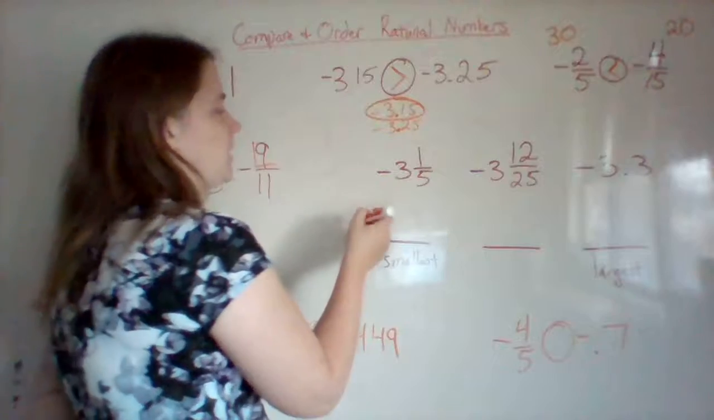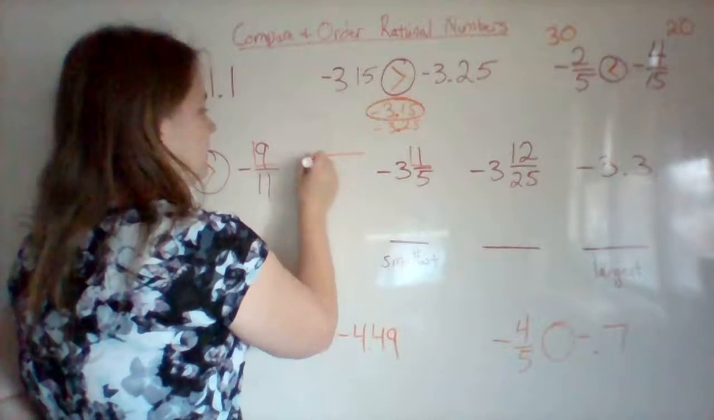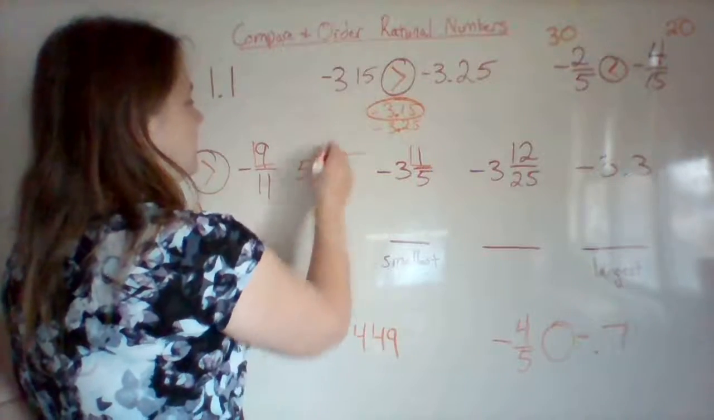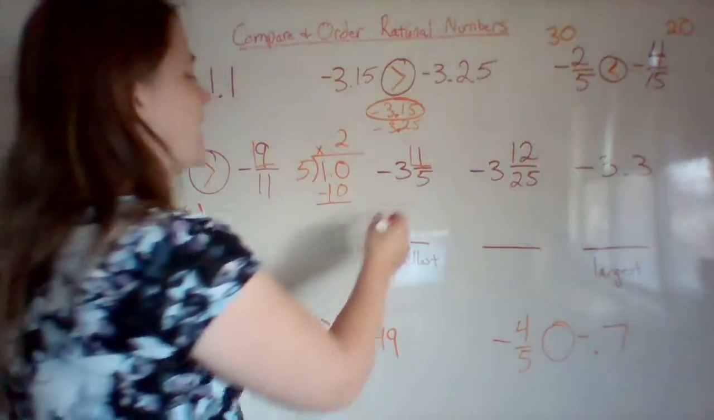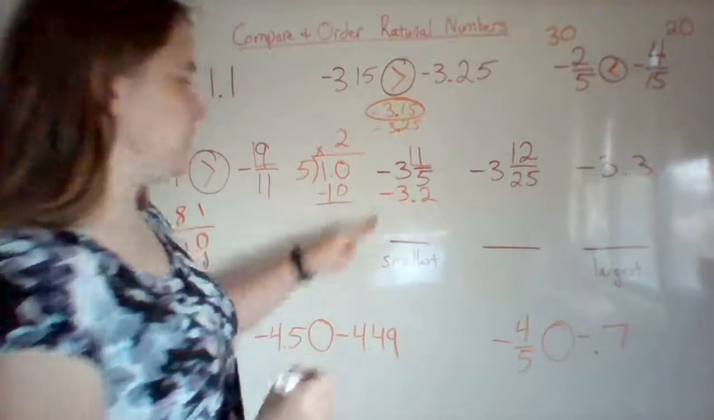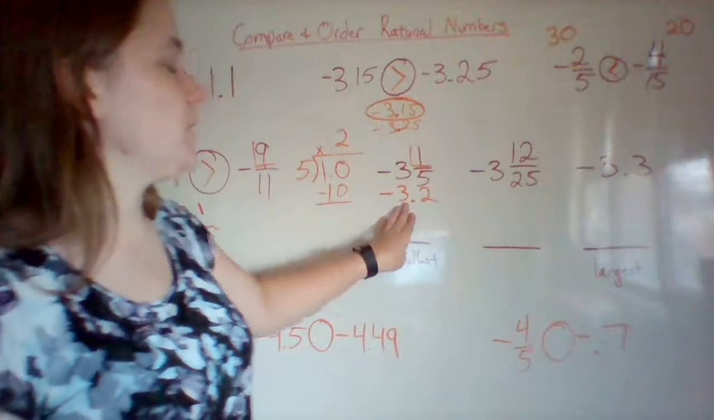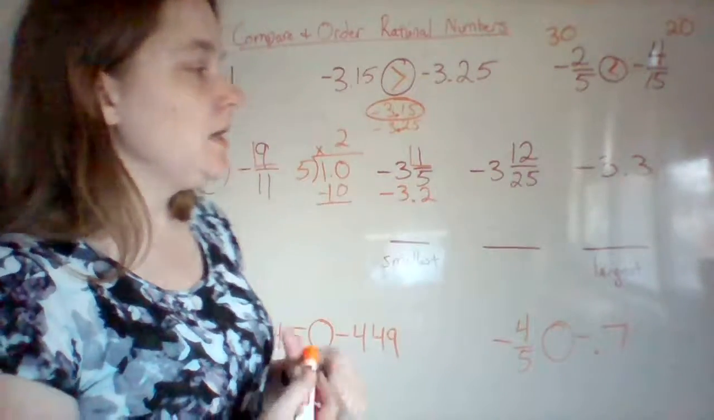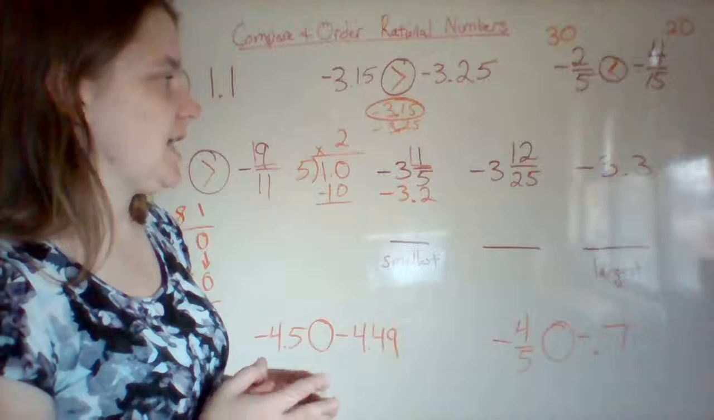So I'm going to ignore the 3 for a minute, and I'm just going to take 1/5, make the L and divide, 1 on the inside, 5 on the outside. 5 can't go into 1, but it can go into 10. 5 goes into 10, 2 times. 2 times 5 is 10, and I'm done. So my answer isn't negative 2, negative 0.2. It's negative 3.2, because I have to remember that whole number, and I have to remember that negative sign. So this is negative 3.2. This is negative 3.3. I can already see that negative 3.3 is probably going to be my smallest number, but we're going to get to that in a minute.